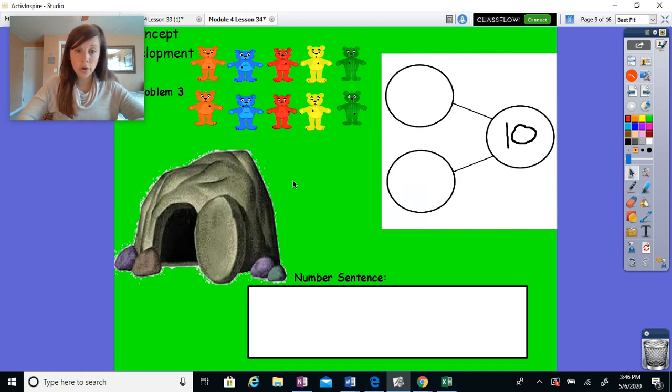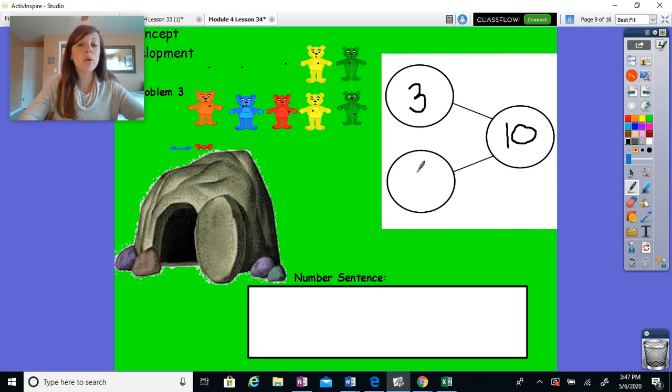Now, so here's my story. 10 bears are walking in the forest. 3 bears get tired and they decide to go back to their cave to take a nap. So we need to put 3 bears in their cave. So that means we're taking a part away. Last time we crossed out, this time we're taking away. So we're going to put 3 bears in the cave. Okay, here we go. 1, 2, 3. Okay, so 3 bears went to sleep in the cave, so I need to write 3 in one of my parts because 3 went to sleep.